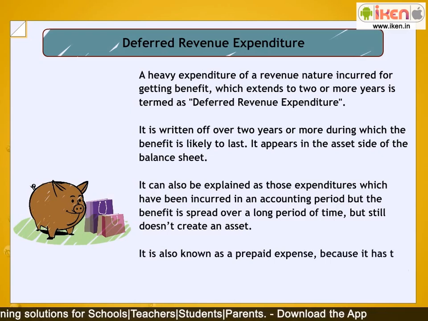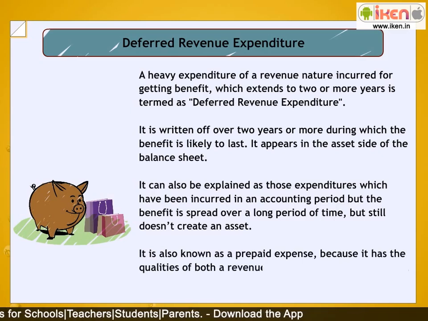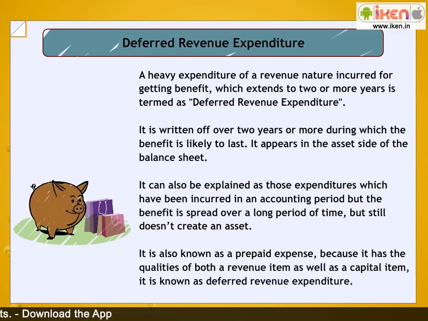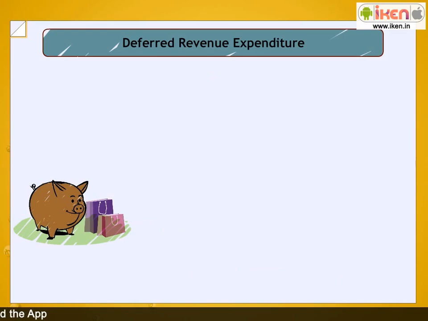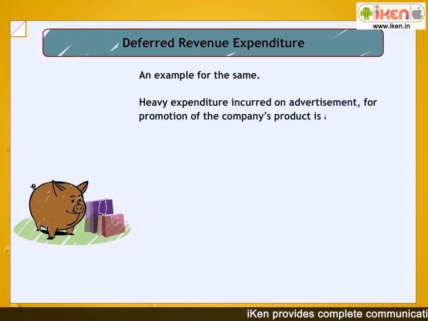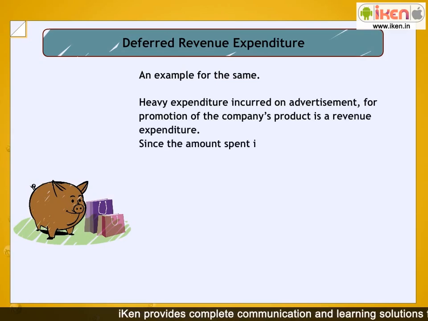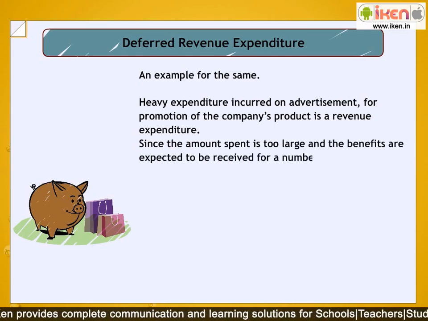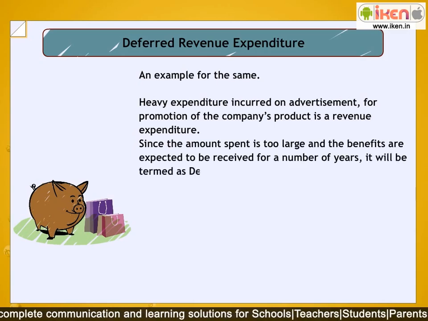Because it has the qualities of both a revenue item as well as a capital item, it is known as deferred revenue expenditure. An example for the same. Heavy expenditure incurred on advertisement for promotion of the company's product is a revenue expenditure. Since the amount spent is too large and the benefits are expected to be received for a number of years, it will be termed as deferred revenue expenditure.